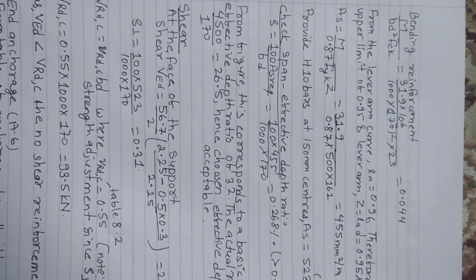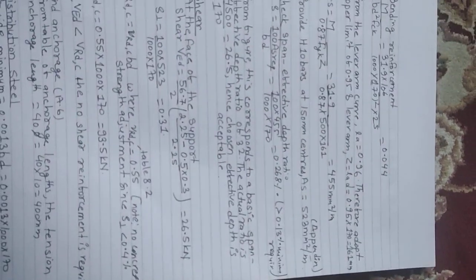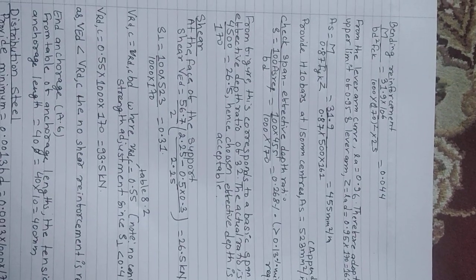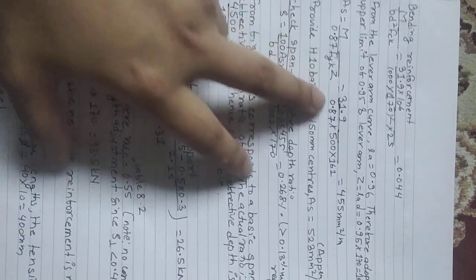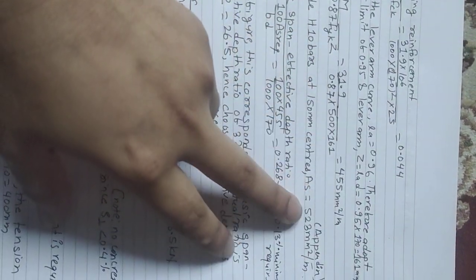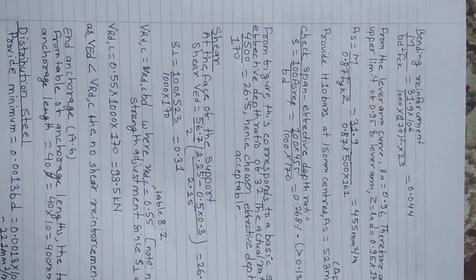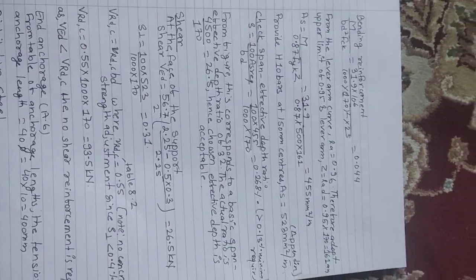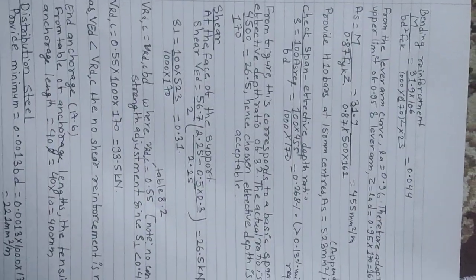So Z is equal to 0.95 into d, which is 1.61, and the area of reinforcement will be M by 0.87 Fy Z, and we get the value. And provide 10 mm bars at 150 mm. We have assumed this, and after that we get how much area of steel.